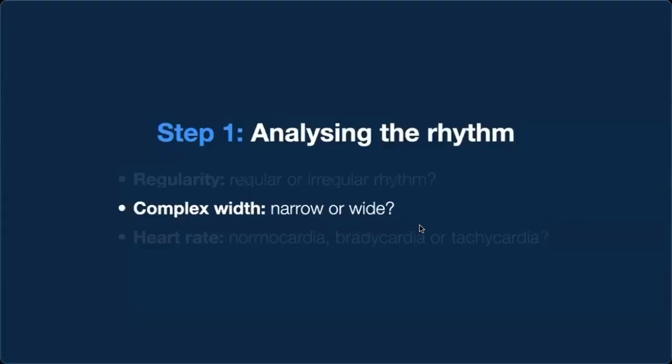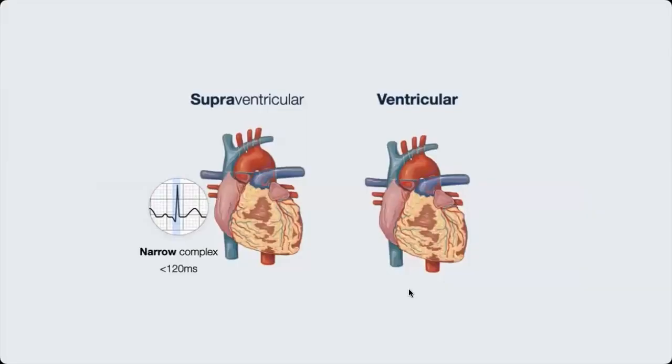So the next part of analyzing the rhythm is to look at the complex width. Is it narrow or is it wide? Basic principles: narrow complexes suggest a supraventricular origin, so the origin of the electrical activity is coming from above the ventricles. And how do we know that the complex is narrow? It's because it measures less than 120 milliseconds.